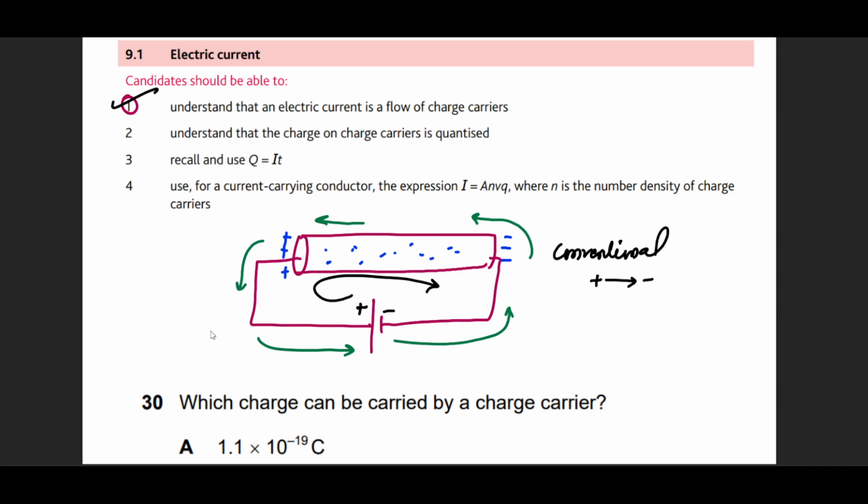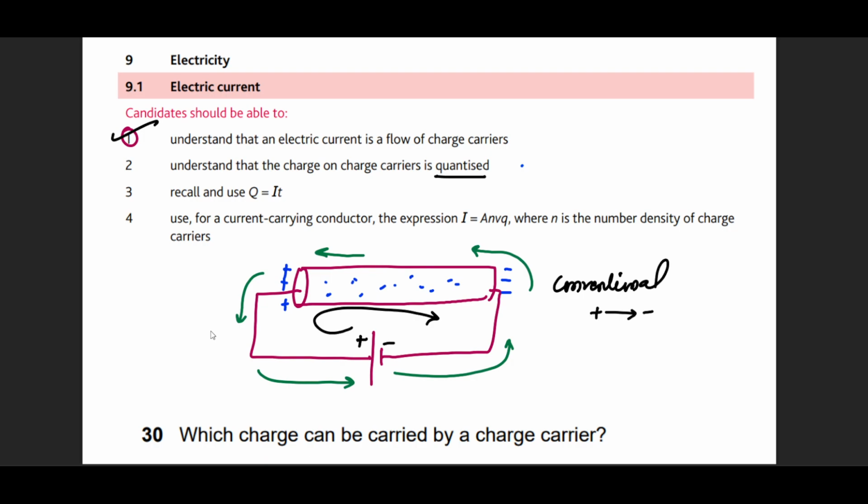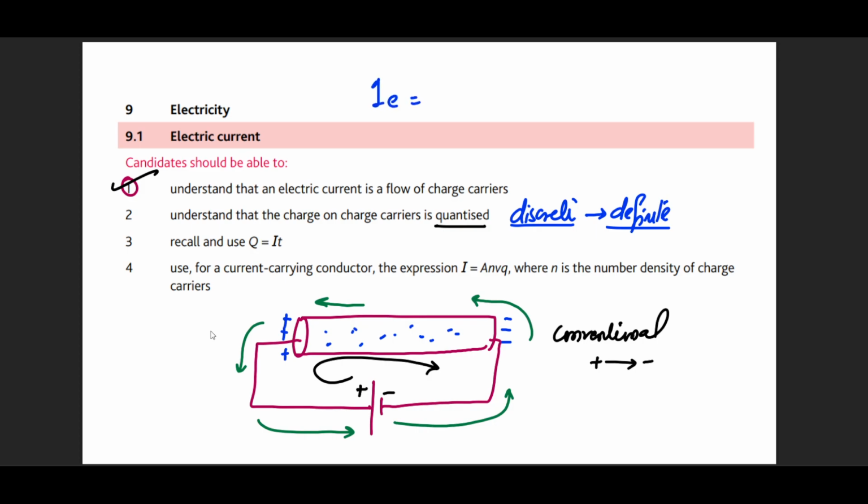Now we move on to point number two, which is that the charge carrier is quantized. Now this is a very rare question. Sometimes it comes in the examination, but very rarely, so students overlook this, because it isn't asked often. But what is the meaning of quantized? Quantized means that this is a discrete value. Discrete means that there is a definite answer for the charge on the electron. And what is that value? One electron has a charge of 1.6 × 10^-19 coulombs. This is a definite value.